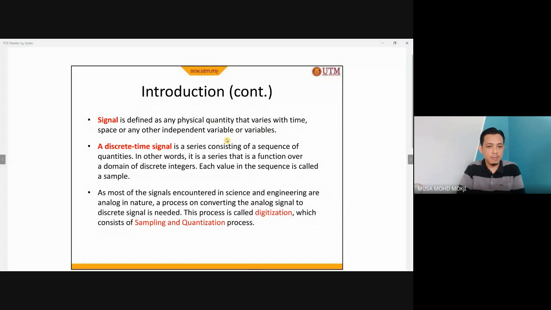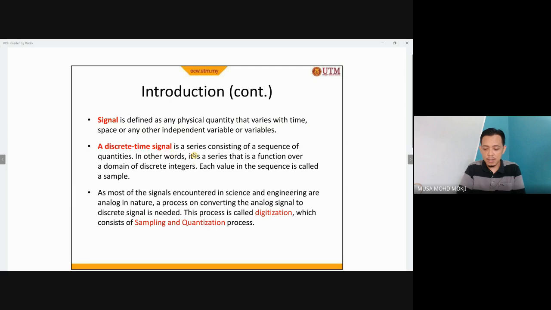So what does this mean? A signal is defined as any physical quantity that varies with time. This is where values will change with time. So the x-axis will be time, and the value of your signal will be on the y-axis.